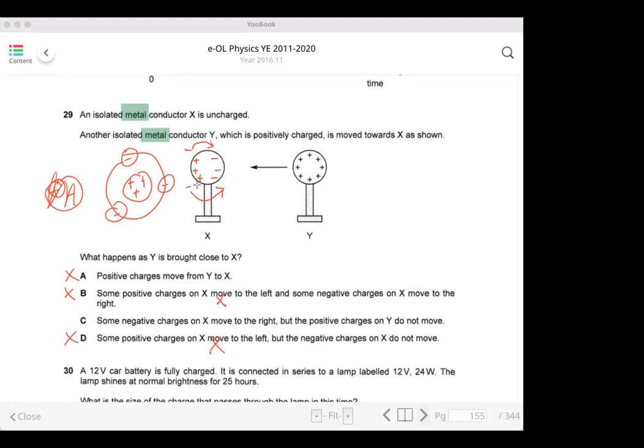On the left side, there are fewer electrons, so it becomes more positively charged. And therefore, the answer for this is C.